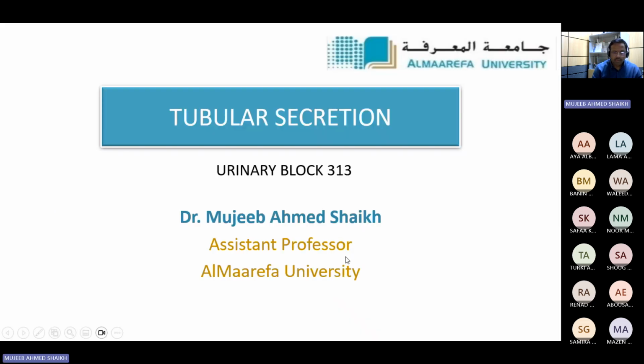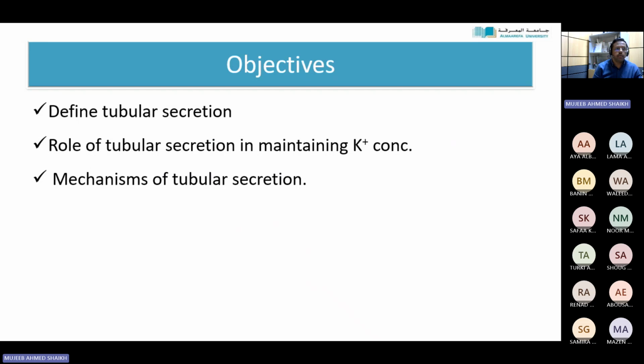Okay, so these are the objectives of today's lecture. We will be discussing the definition of tubular secretion, then the role of tubular secretion in maintaining the potassium concentration, which is very important for the membrane potential of excitable tissues. That's why the concentration of potassium has to be regulated by the body in a very critical way. And we will see the mechanisms of tubular secretion of different ions like potassium, hydrogen, or inorganic acids, or organic acids or organic bases.